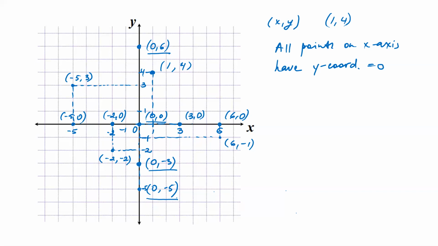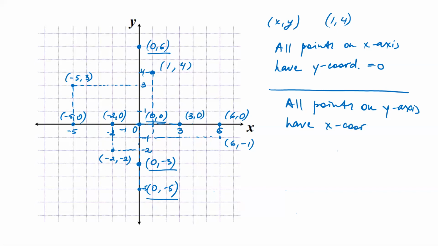And what do I see? That all these points that are on the y-axis have an x coordinate equal to 0. And I'm going to take a note of it. All points on the y-axis have an x coordinate that is equal to 0.